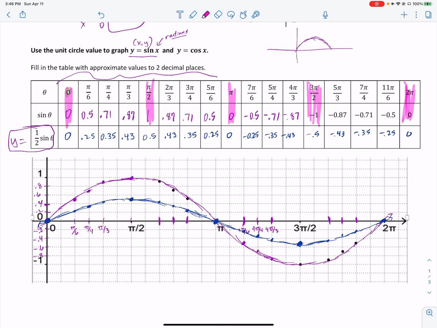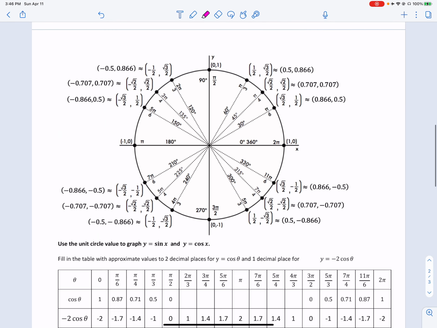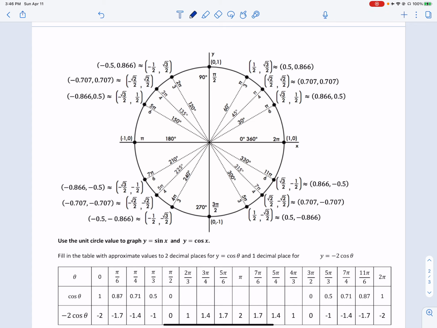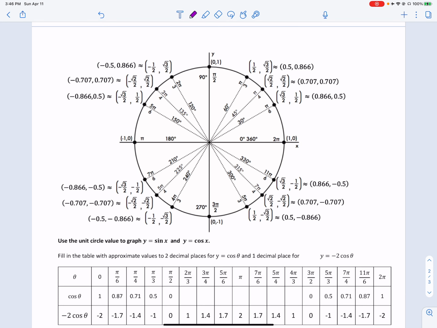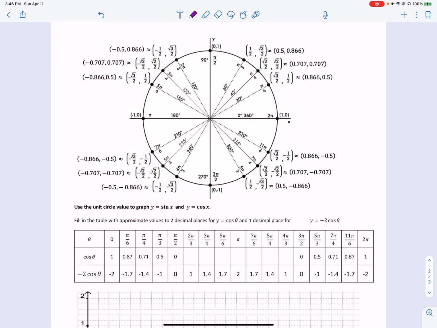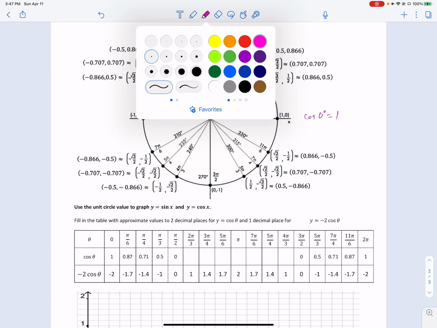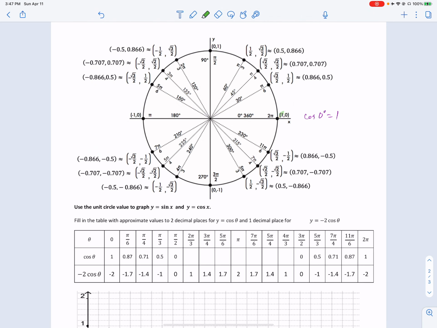What does cosine look like? Well, we're going to start the same kind of thing with cosine with the same graph. And we've got the same unit circle repeated just so that we could have it a little bit closer and not have to go back to the other page. But with cosine, it is the x values on the unit circle that we are plotting. So cosine of 0 degrees is 1. It is this value right here, 1.